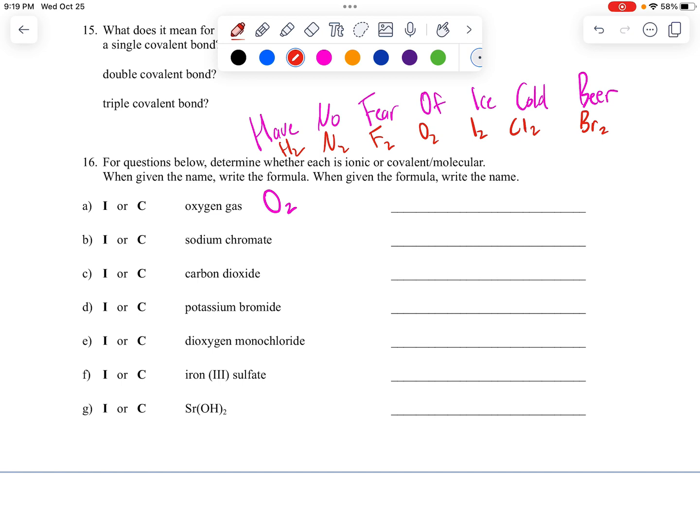So let's take a look. It's between oxygen and another oxygen. And we know that oxygen is a non-metal. So it must be a covalent compound, right? Good. That's all you have to do. O2 for this one. Okay? All right. Let's see.